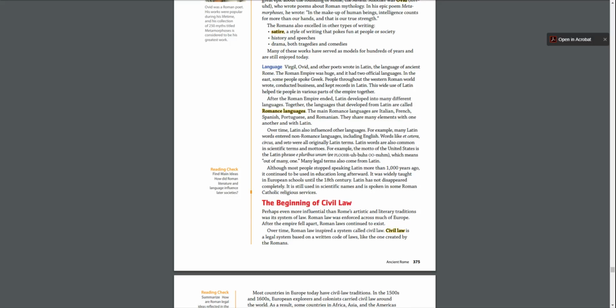So, as we know, the Romans spoke Latin, but what you also need to know is Latin later evolved into a lot of languages that people around the world speak today, and ones that you guys are even learning. So languages like Spanish, French, Portuguese, Romanian, those are all descendants of the Latin language, so they're considered Romance languages.